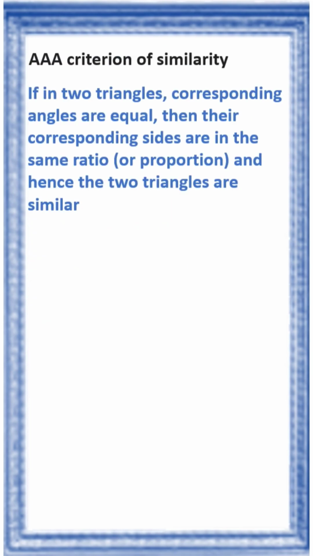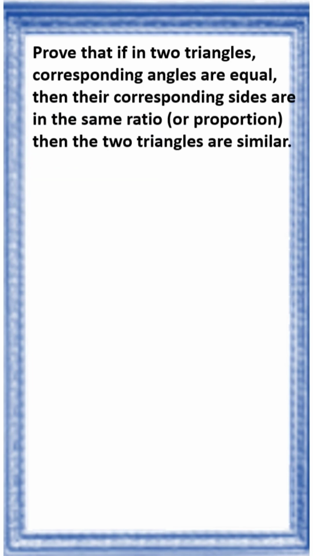A criterion of similarity. The statement of this is, if in two triangles corresponding angles are equal, then their corresponding sides are in the same ratio or proportion, and hence the two triangles are similar. The question may be asked like this: prove that if in two triangles corresponding angles are equal, then their corresponding sides are in the same ratio or proportion, then the two triangles are similar. The question carries 4 marks, very important question. So please learn this thoroughly.